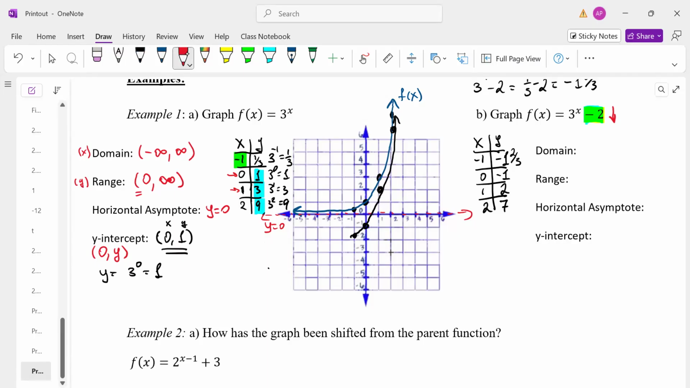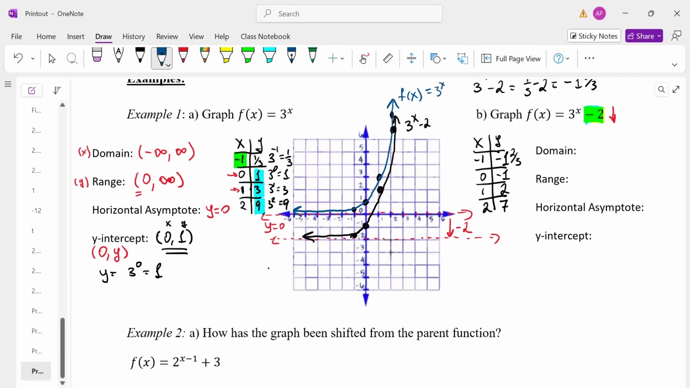Well, our asymptote is also moved down 2 units. So that means that our asymptote is going to be at -2. And I think the reason why, yeah, so the asymptote has been moved down 2 units. Therefore, this is our graph. So this is our function 3 to the power x minus 2. Well, this one was just 3 to the power x.